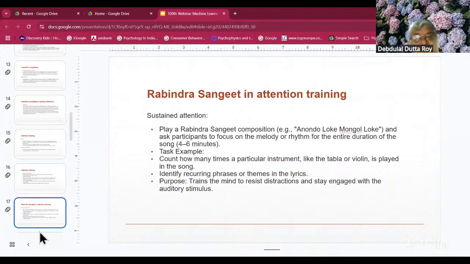Sustained attention: play a Rabindra Sangeet composition, for example, Ananda Loke, Mongola Loke, and ask participants to focus on the melody or rhythm for the entire duration of the song. You will ask the participant to count how many times a particular instrument like the tabla or violin is played in the song, and identify recurring phrases or themes in the lyrics. Purpose: trains the mind to resist distraction and stay engaged with the auditory stimulus.